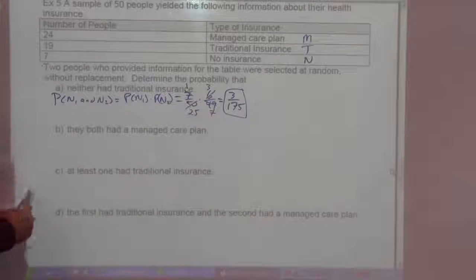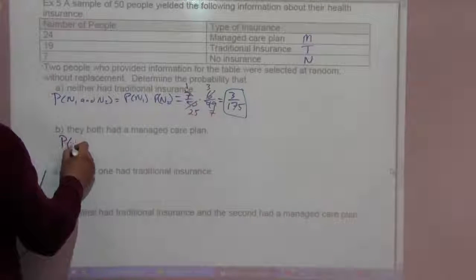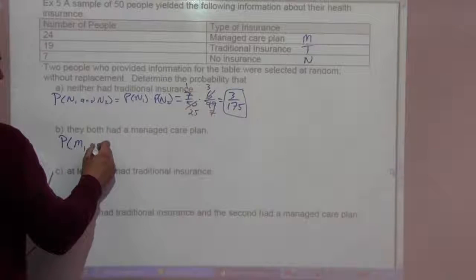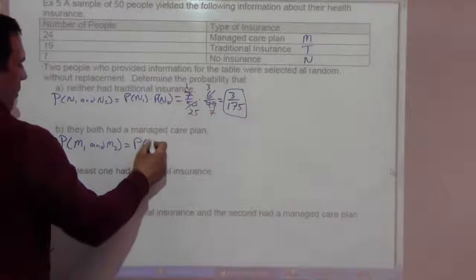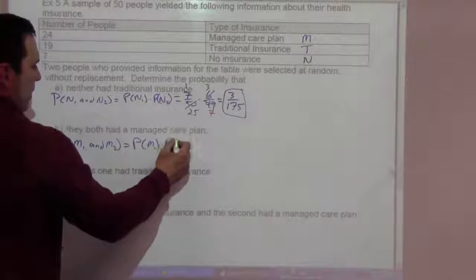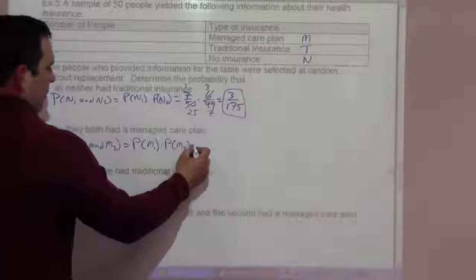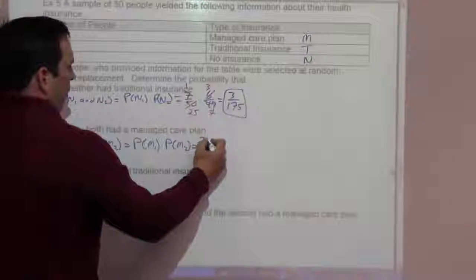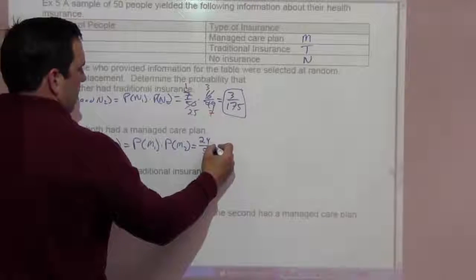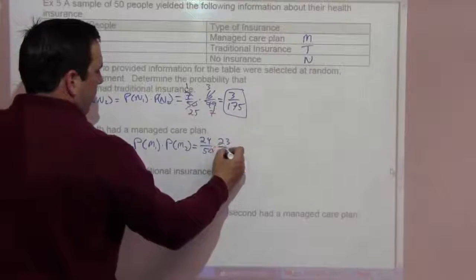How about the probability that both have a managed care plan? So that's the probability of managed for the first and managed for the second. Probability of M1 times probability of M2. It's 24 over 50 times 23 over 49.